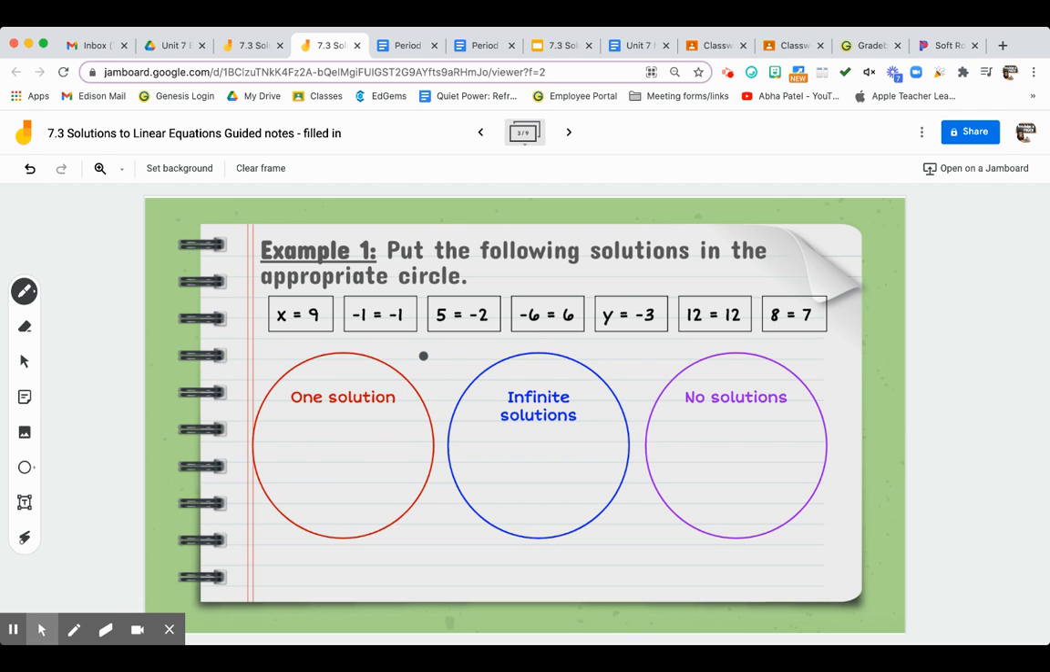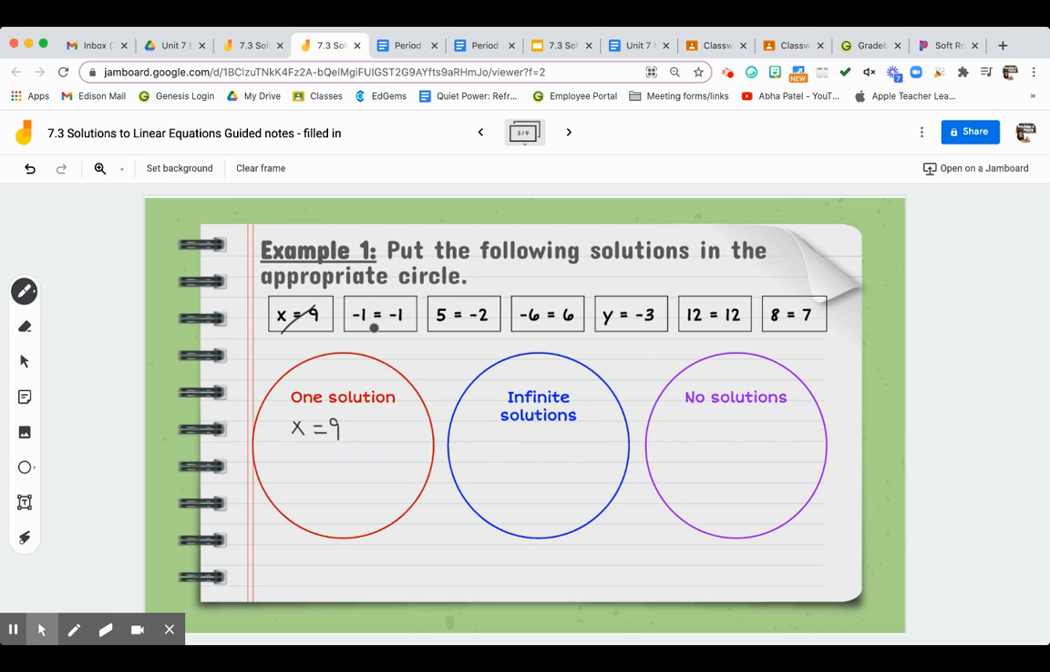So put the following solutions in the appropriate circle. Let's just go through one by one. When you have x equals 9, is it one solution, infinite solutions, or no solutions? x equals 9 will mean it is one solution. We talked about it. The only value that works for this, when x equals 9, you're saying that 9 is the only value for x that will work in that equation.